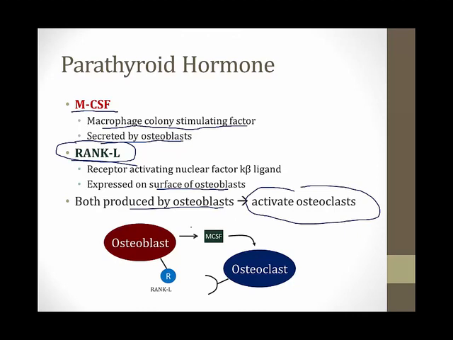And I've shown this at the bottom of the screen. The osteoblast makes MCSF. It also expresses RANK-L on its surface. The MCSF can stimulate the osteoclast, the RANK-L can bind to the osteoclast, and in this manner the osteoclasts become activated, and they will reabsorb bone, and they will increase the amount of calcium and phosphate in the serum.